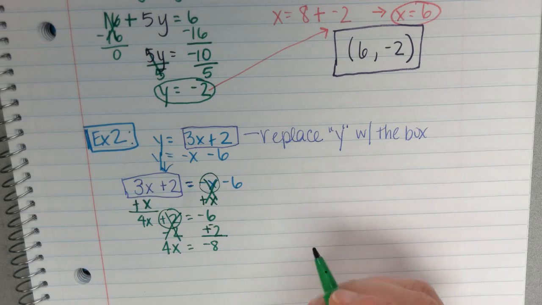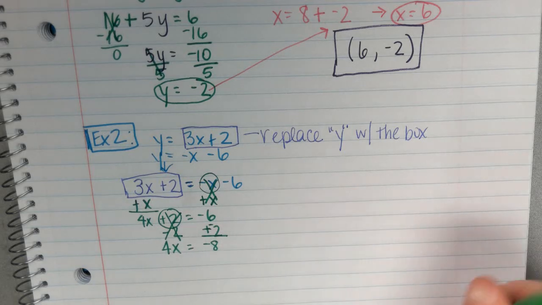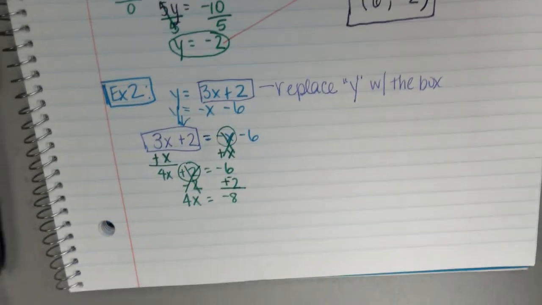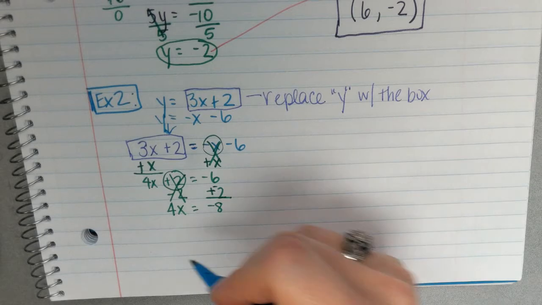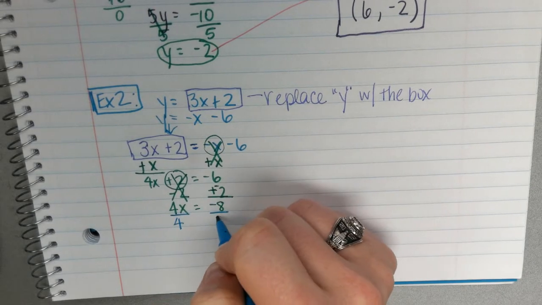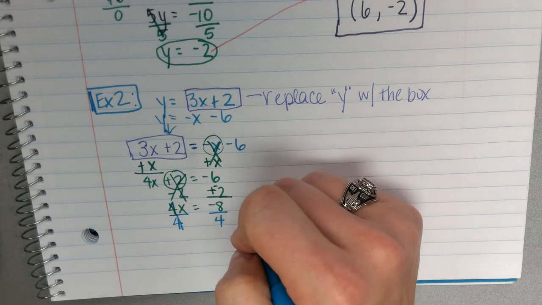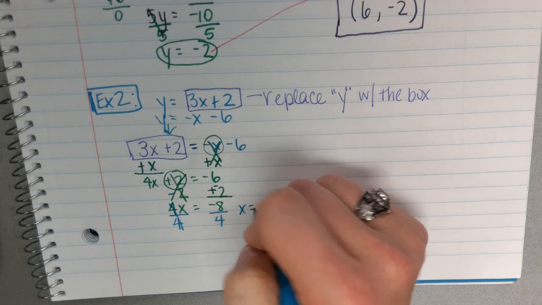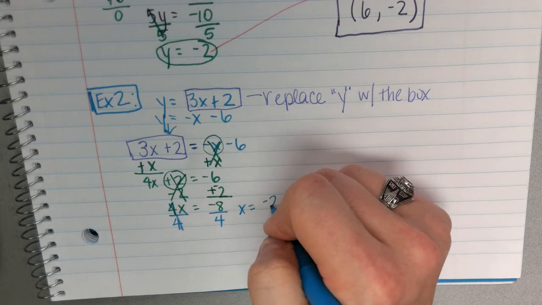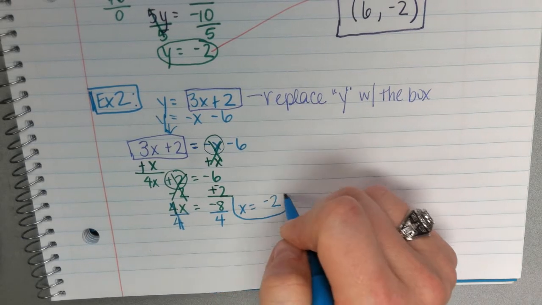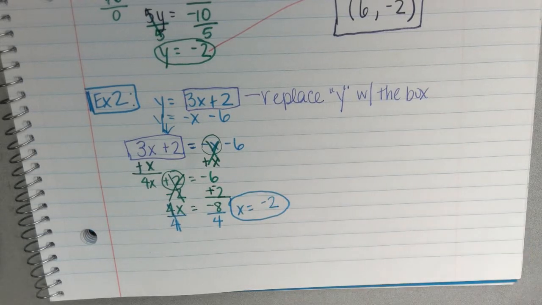Okay? So now we're left with 4x equals negative 8. We need to get that 4 off the x. We're going to divide by 4 on both sides. And we get x equals negative 2. I'm going to circle that because now we know what our x value is.